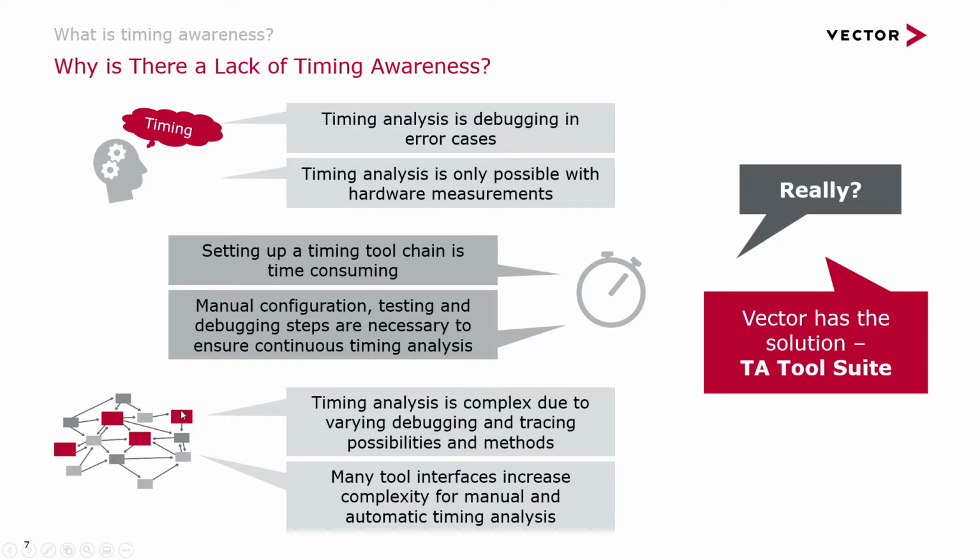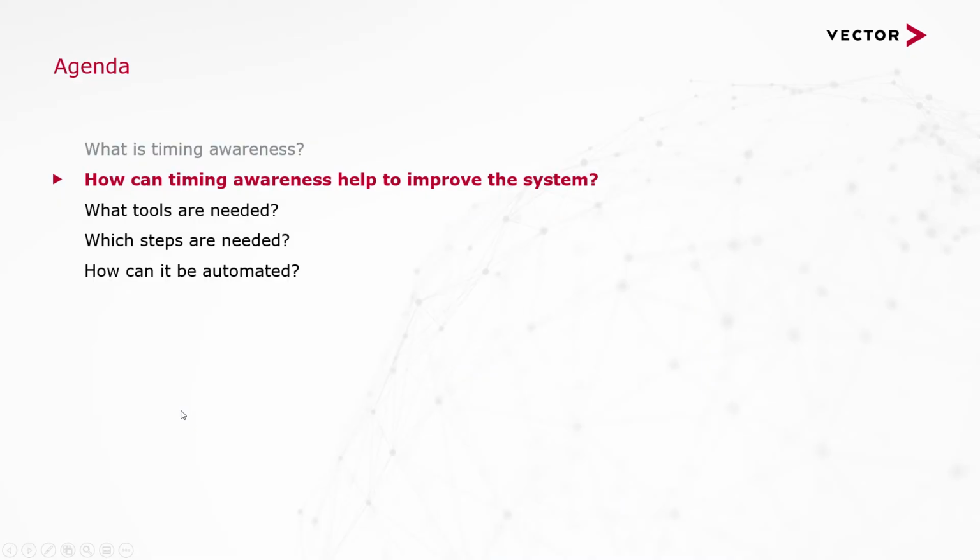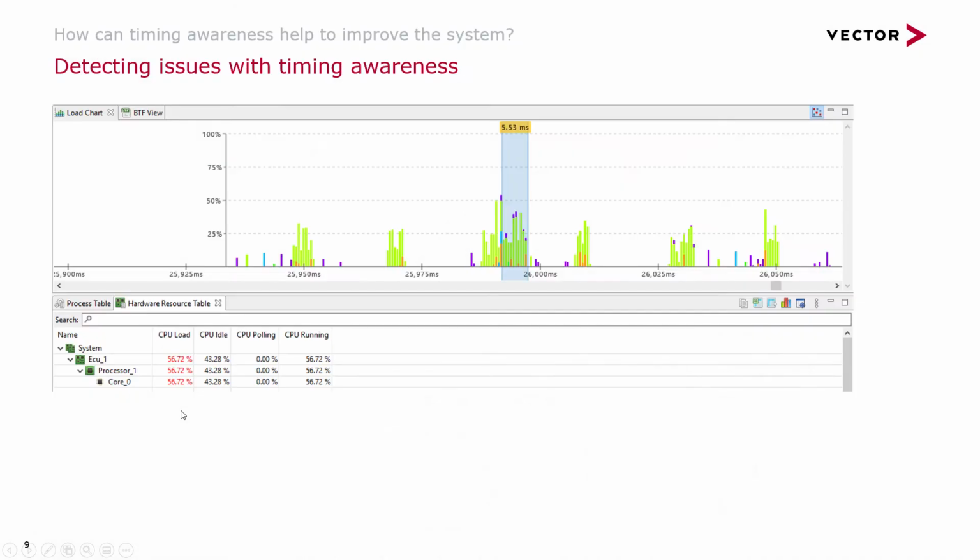Let's move to the next chapter. How can timing awareness help to improve the system? In this chapter, I first of all want to give you a practical example that we were able to solve. And then we are going to think about how we can check this finding in an automated way throughout the next steps of the project.